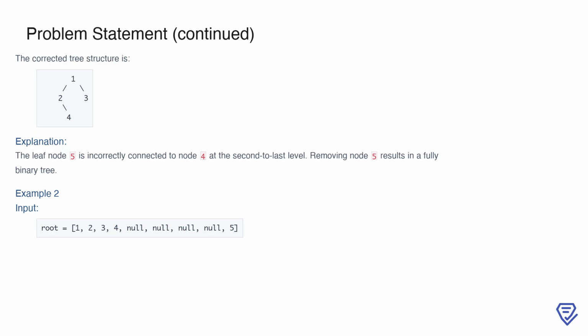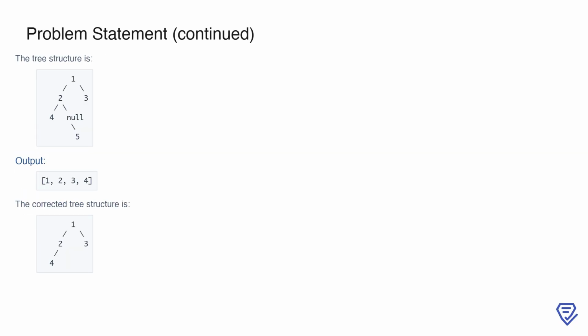The explanation for this correction is that node 5 was improperly connected to node 4, which is part of the second to last level of the tree. By removing node 5, we restore the fully binary tree property, where all nodes at the second to last level have either 0 or 2 children. Now, let's examine another example.